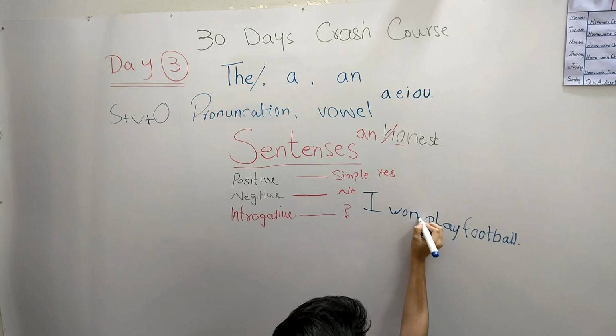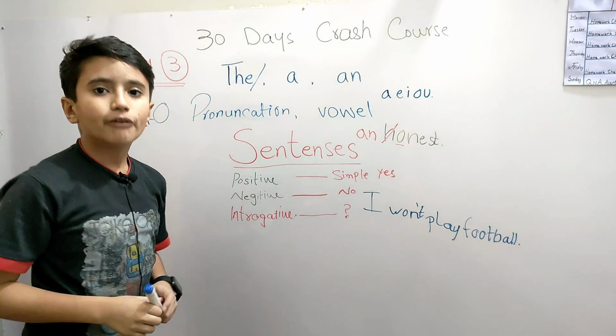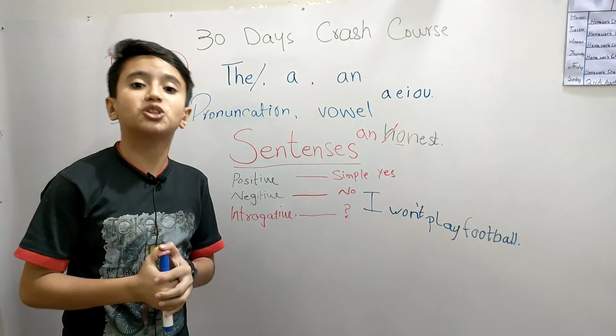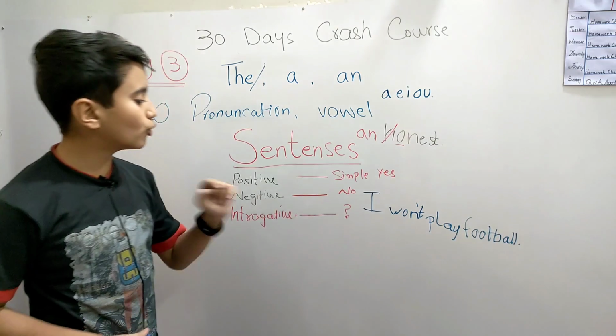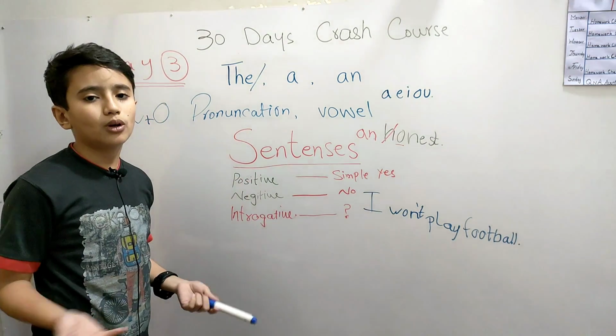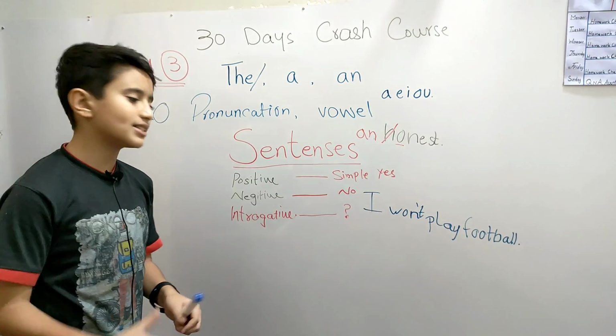I won't play cricket. By the way, you should not write won't in sentences when you are writing an essay or anything like that, because it is informal. We use it for speaking, not for writing, okay? So, I won't play football. This is negative. You are saying no, I will not play football.